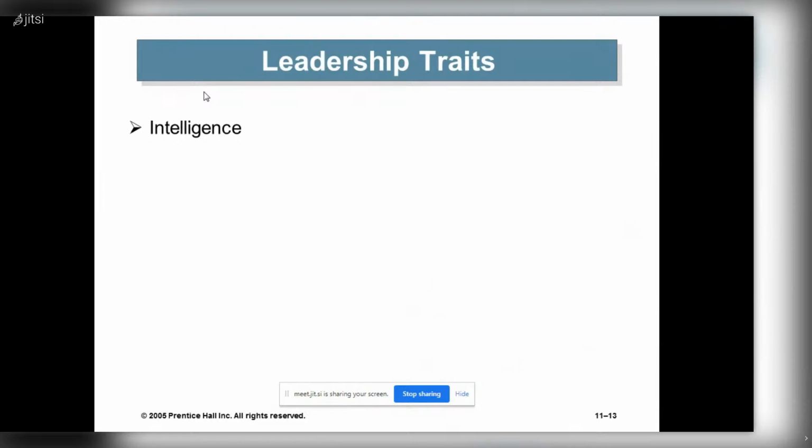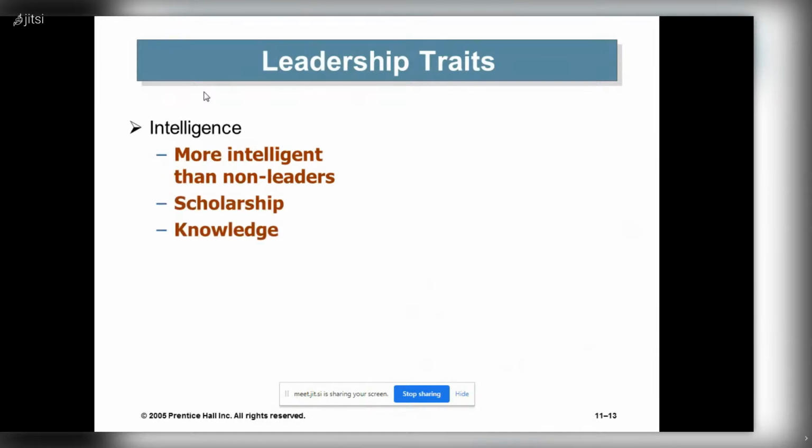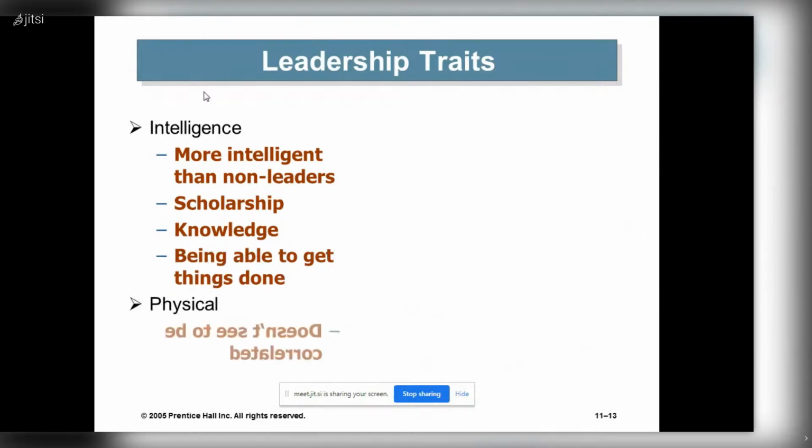So what are the leadership traits? Intelligence. As I told you in the previous traits theory, when we are talking about the traits theory, leaders are more intelligent than non-leaders, with scholarship, knowledge, and being able to get things done. Physical traits do not seem to be correlated, so that depends.